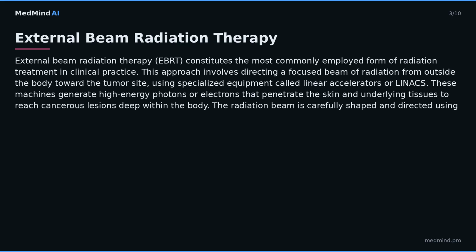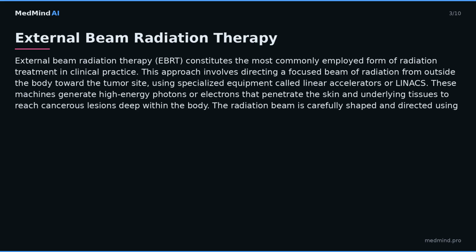External beam radiation therapy. External beam radiation therapy, EBRT, constitutes the most commonly employed form of radiation treatment in clinical practice. This approach involves directing a focused beam of radiation from outside the body toward the tumor site, using specialized equipment called linear accelerators or LINACs. These machines generate high-energy photons or electrons that penetrate the skin and underlying tissues to reach cancerous lesions deep within the body. The radiation beam is carefully shaped and directed using advanced imaging and computerized treatment planning systems to maximize tumor coverage while minimizing exposure to surrounding healthy structures.